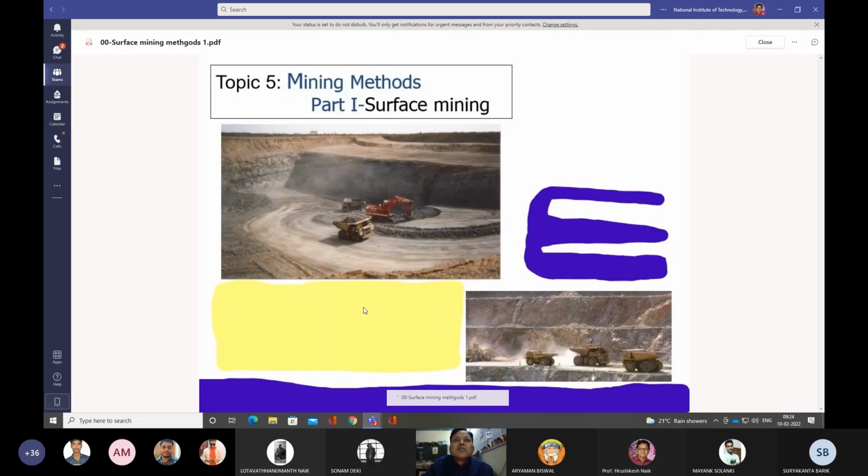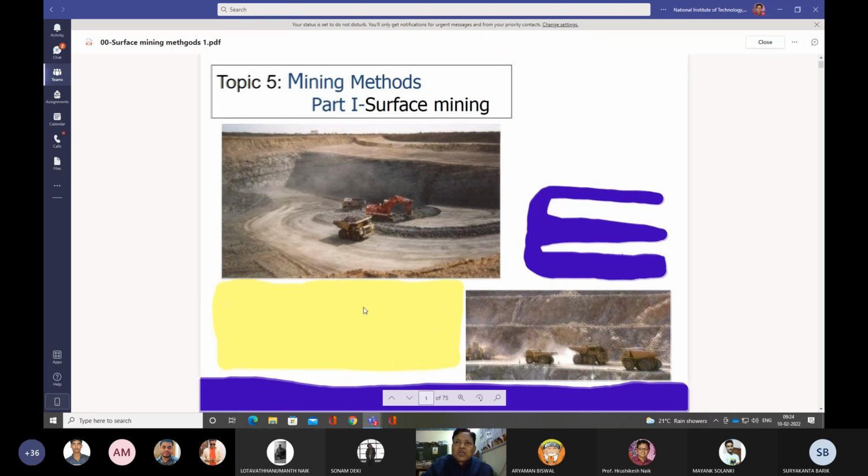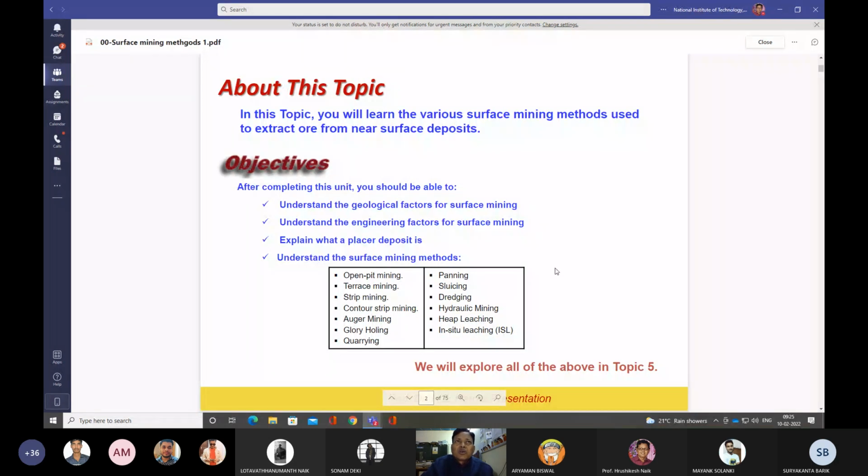Next are surface mining methods, which are depicted in this diagram. This is the bench you are going to take. This is the shovel loading the material to the dumpers, a hydraulic shovel loading the material to the dumper. In surface mining, you will learn various surface mining methods which are used to extract ore from near surface deposits. The surface mining method is used to extract minerals from shallow deposits. If the depth of occurrence of the mineral deposit is not much, then the surface mining method can be used.